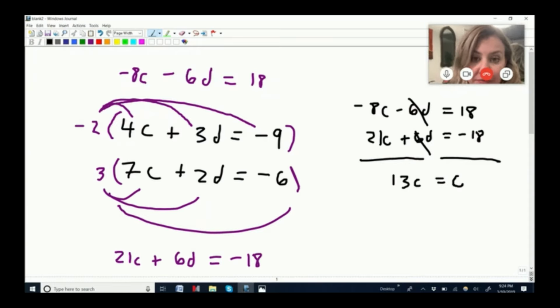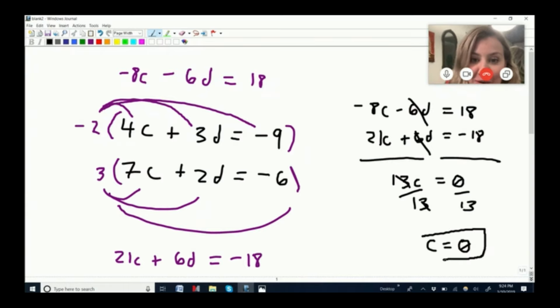Zero. Just a 0. All right, so when we divide both sides by what? 13. Totally, 13. And that cancels, and we have c equals, what's 0 divided by any number? 0. Just 0. Isn't that crazy? The whole equation is pointless. Well, at least c is 0, right?